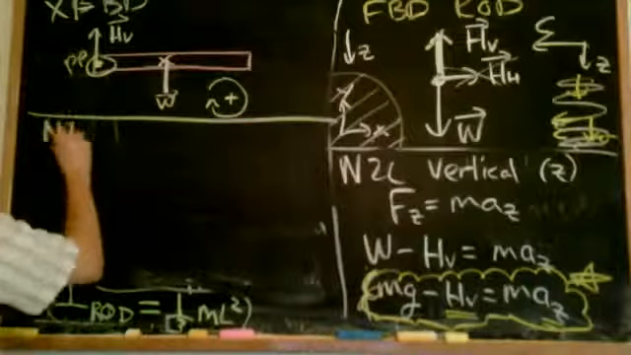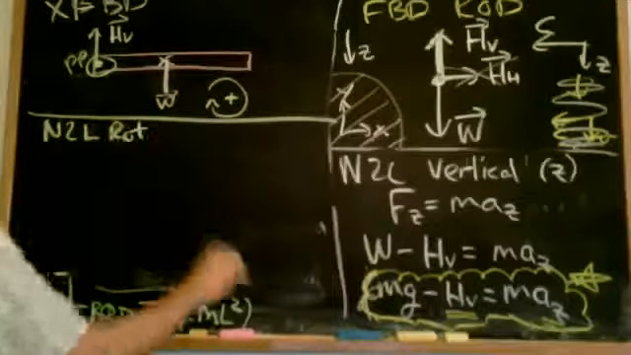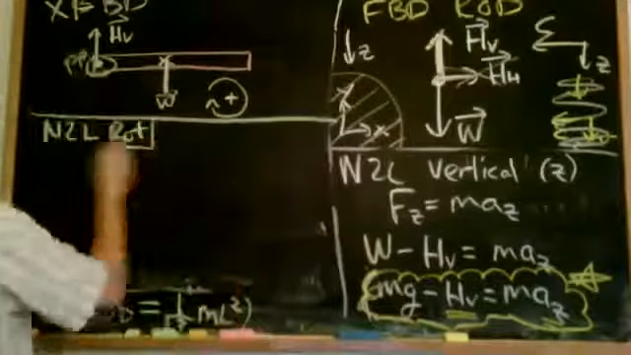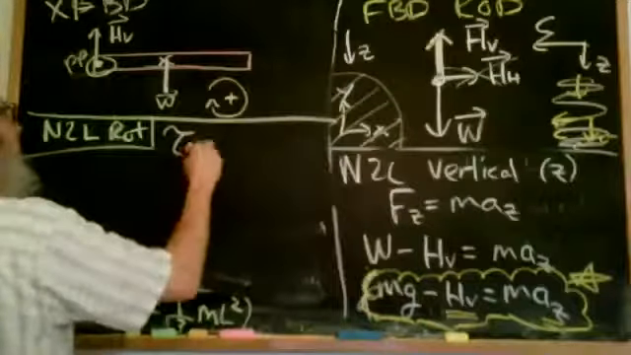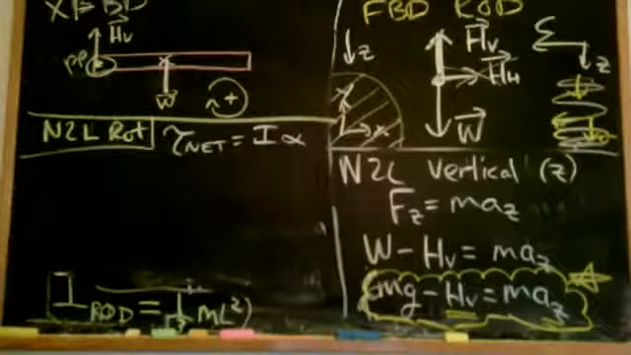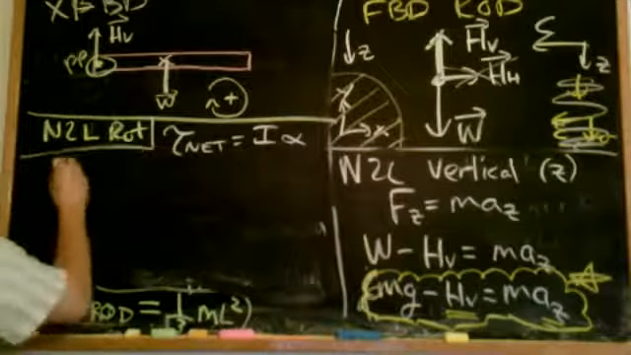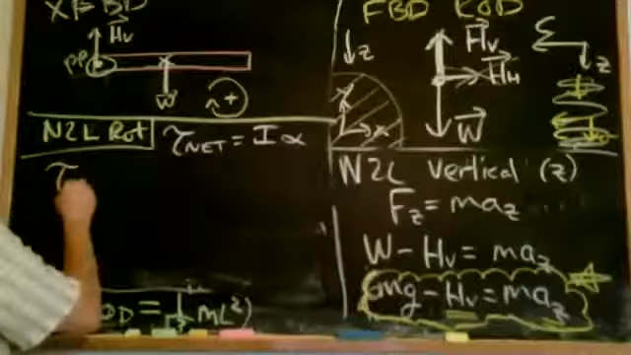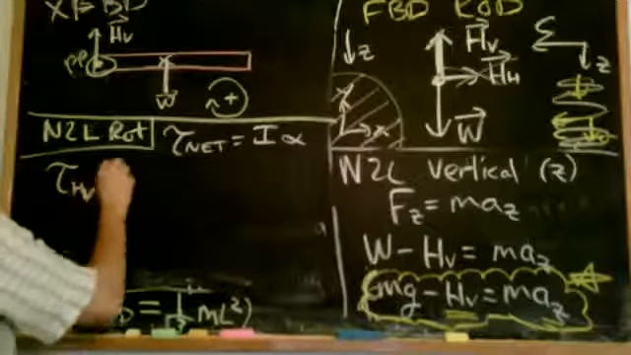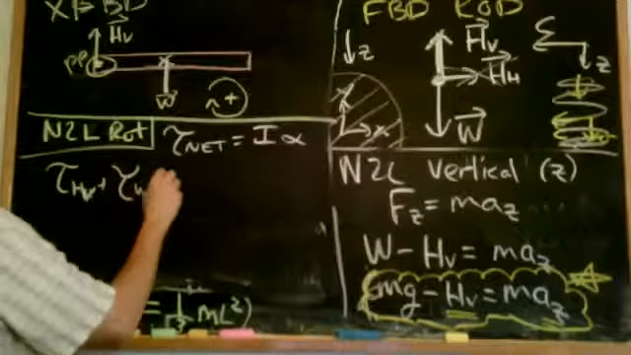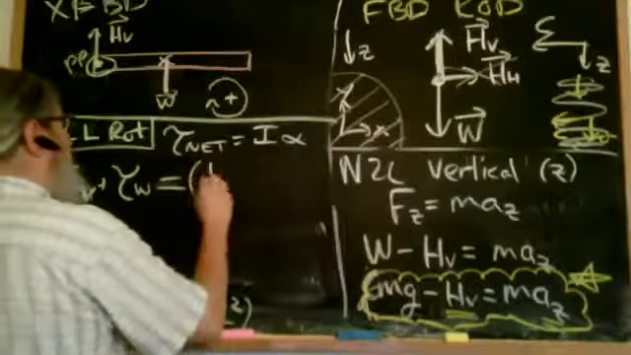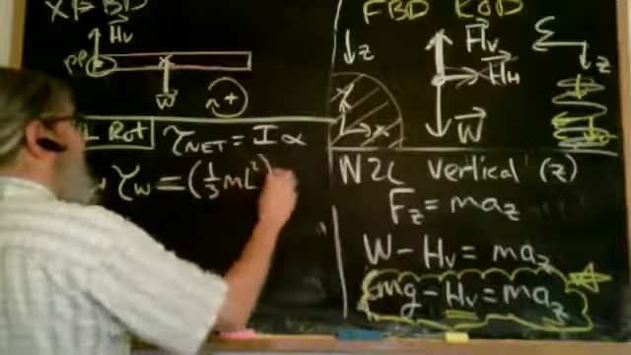So then I write down Newton's second law for rotations. And it looks like this. Tau net equals I alpha. So we have I here. We just have to figure out what the torque is due to both of those forces. So we say the torque due to the hinge force in the vertical direction, plus the torque due to the weight. Well, those are the only torques. That's it. That's equal to I, which we said is 1/3 m l squared, times alpha.